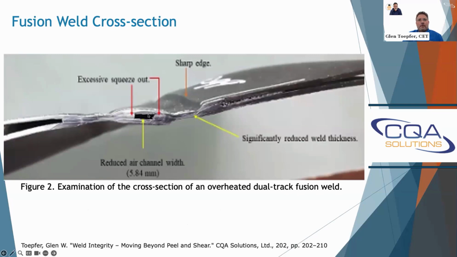When we're talking about the overheated seam, you can see significantly reduced thickness of the weld, sharp edge, reduced air channel, excessive squeeze out. And those are things that are going to cause problems. It's going to be an increased likelihood of crystallinity in the future, and the likelihood of stress cracking is significantly increased.